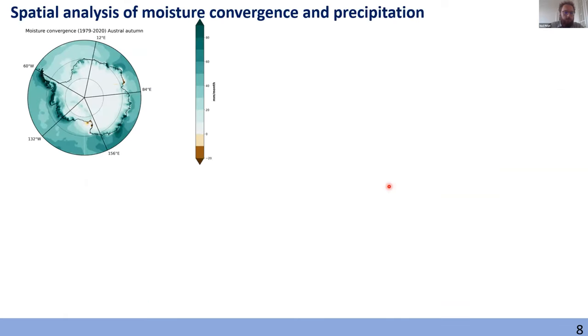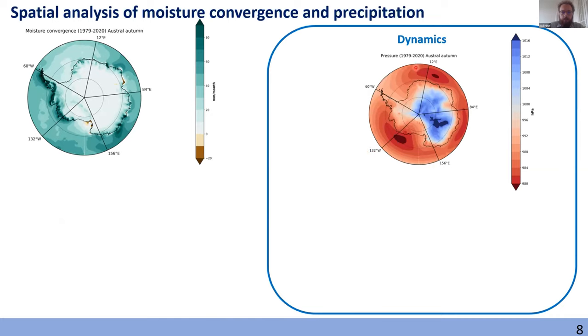To answer this question, we use seasonal maps. In this presentation, I will only show the autumn map. And here you have the moisture convergence map. To understand the spatio-temporal variability of the moisture convergence, we use dynamics. Here you have the sea level pressure map for the autumn. What we see is that we have three main low pressure regions, around which the air wraps clockwise, and then meets the steep slopes of the ice sheets and creates these three main convergence zones.